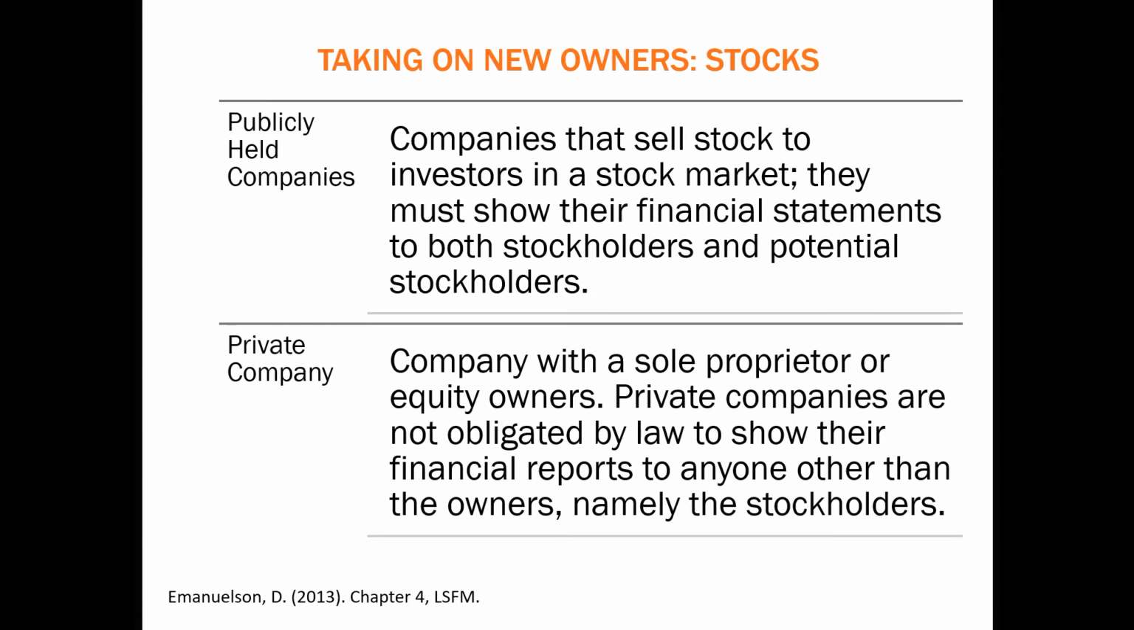So there's two types of companies then. There's publicly held companies and private companies. Publicly held are companies that sell stock to investors on the stock market. They have to show their financial statements to both stockholders and potential stockholders. So they do have some transparency that they have to provide. Whereas a private company, especially if it's got a sole proprietor or equity owners, they're not obliged by law to show any financial reports to anyone other than the owners. So there's not as much transparency.